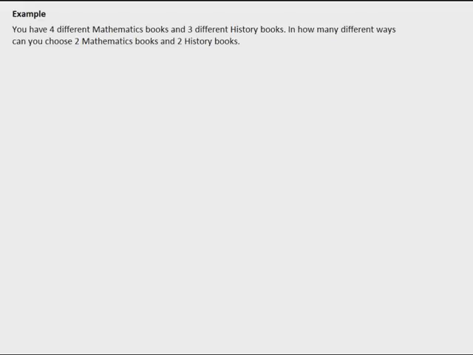Sticking to this example, you have 4 different maths books and 3 different history books. 4 maths, 3 history. In how many different ways can you choose 2 maths books and 2 history books? Okay, so I want 2 maths and 2 history.